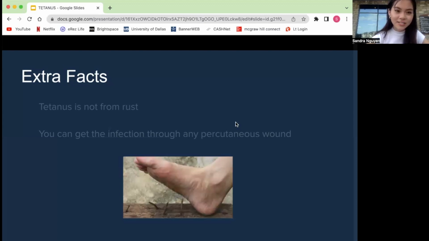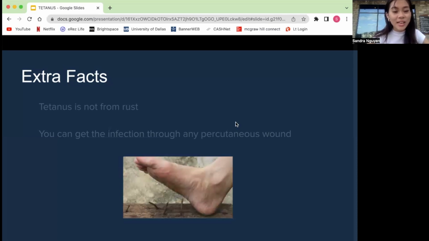But if that nail is exposed to open air in the environment for a long time, then it also most likely has come into contact with the tetanus spores, since the tetanus spores are everywhere. And so when you step on a nail and get tetanus, it's not because of the rust on the nail, but the spores that are present on the rusty nail.